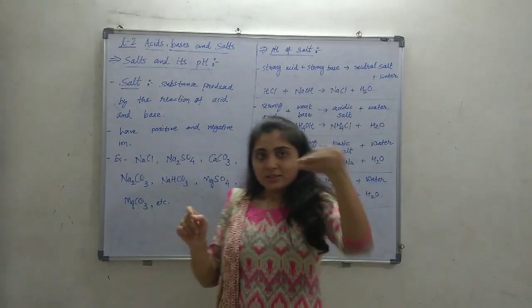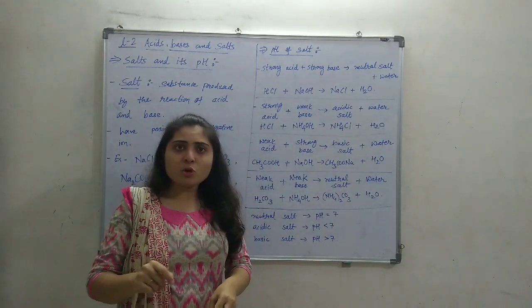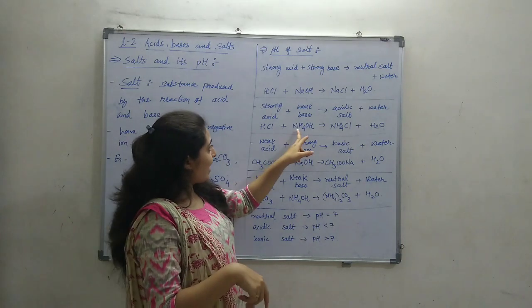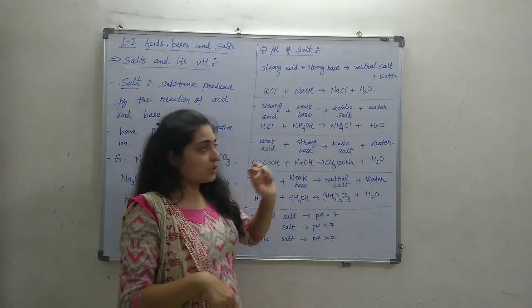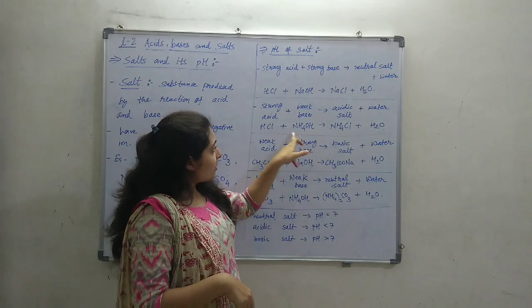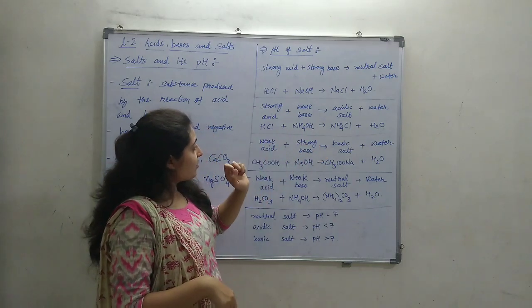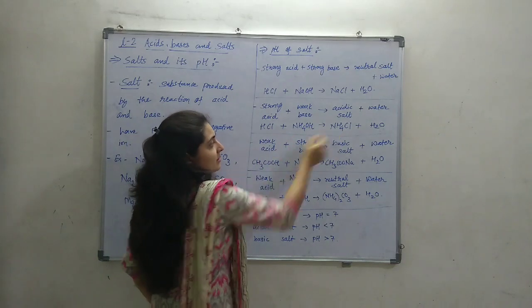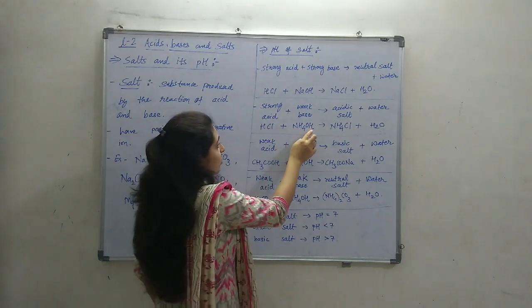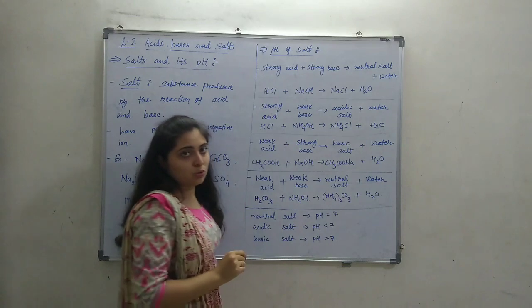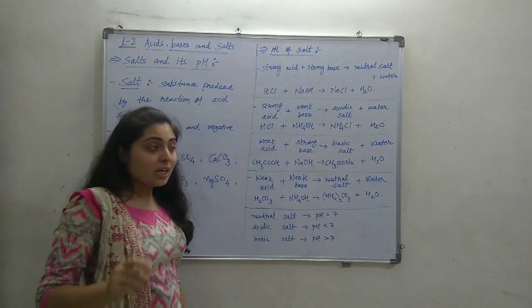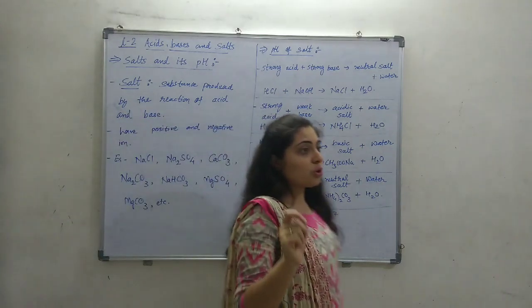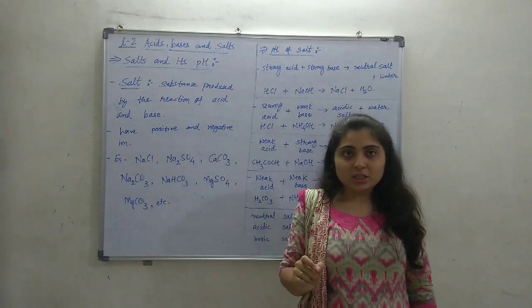Okay, so when ammonia is added in water, it makes a solution, and that solution will be NH4OH. So the NH4OH solution, a weak base, and HCl will react with each other, forming NH4Cl, that is ammonium chloride, and OH and H will form H2O. So this salt, NH4Cl, ammonium chloride, is not neutral in nature.